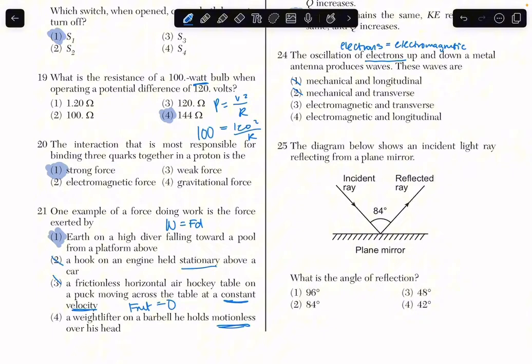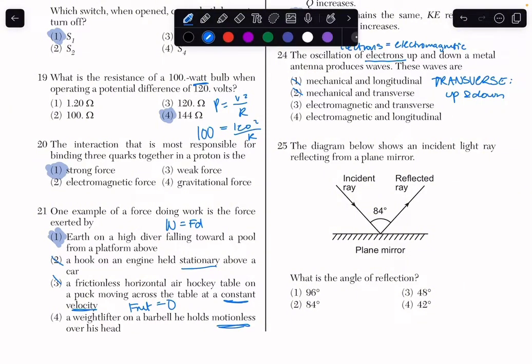But now we have to figure out if it's transverse or longitudinal. So something you have to remember is how a transverse or longitudinal wave moves. A transverse wave is a wave that moves up and down. You have to remember that. While a longitudinal wave is a wave that moves left and right. So the oscillation of electrons up and down, that is a transverse wave.